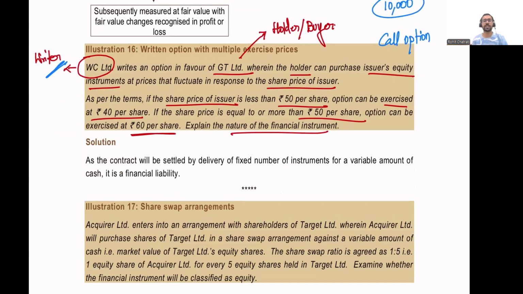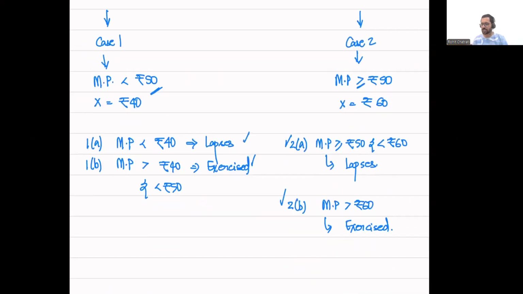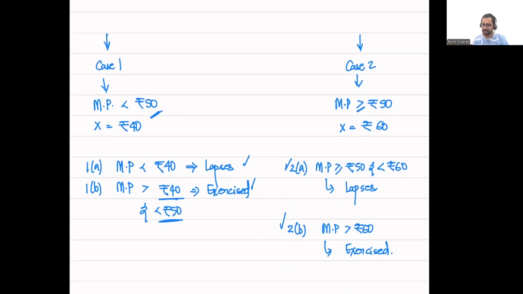The problem over here is the consideration is actually not fixed. It is variable, because if the market price is between 40 and 50, the consideration that WC will receive is 40 per share. The exercise price is going to be 40. All right. And if the market price is greater than 60, WC Limited will receive 60 as the consideration.